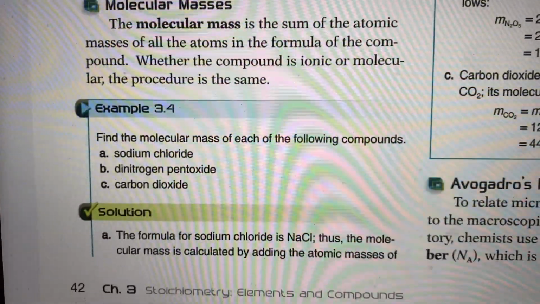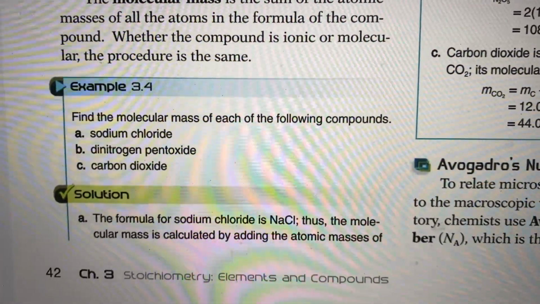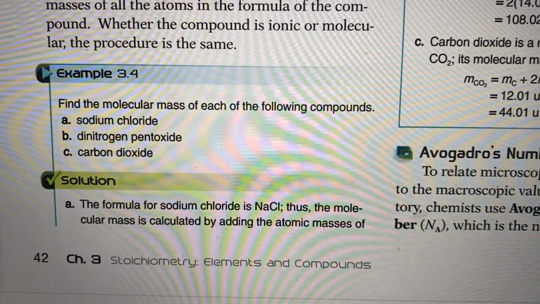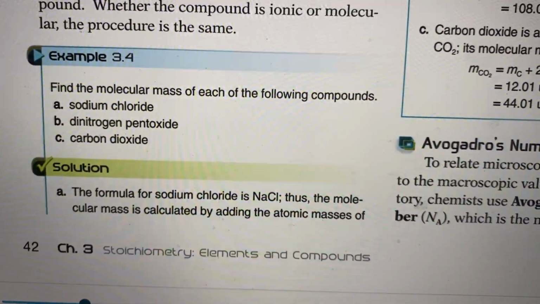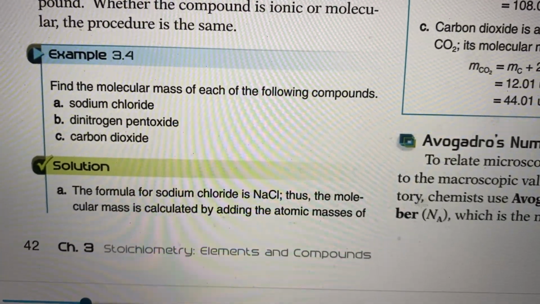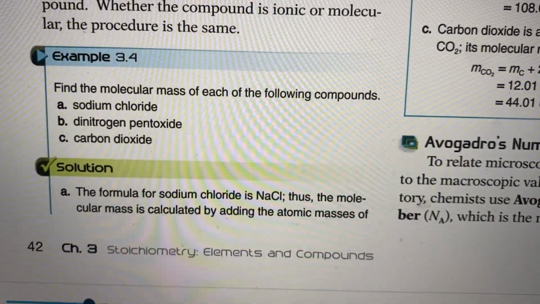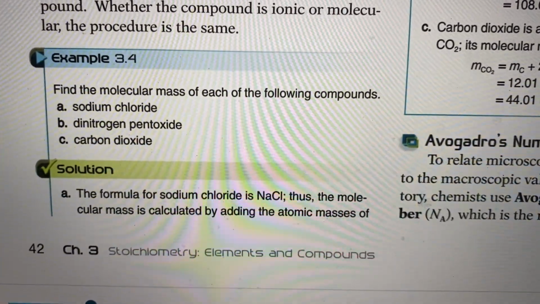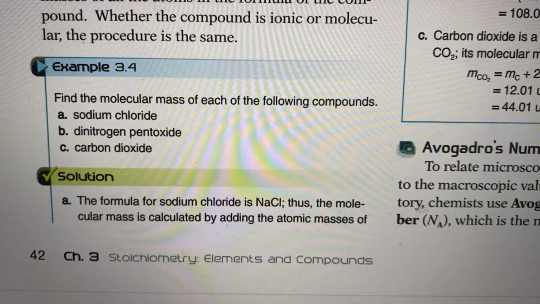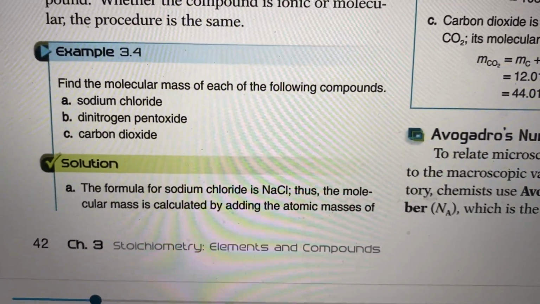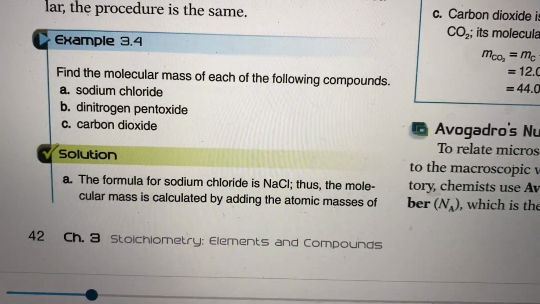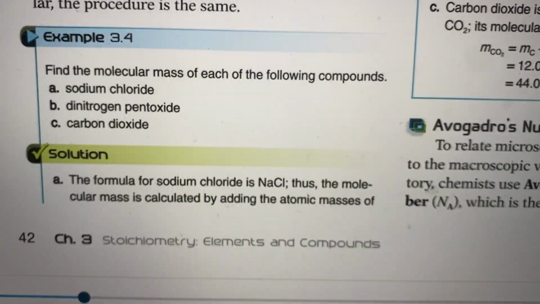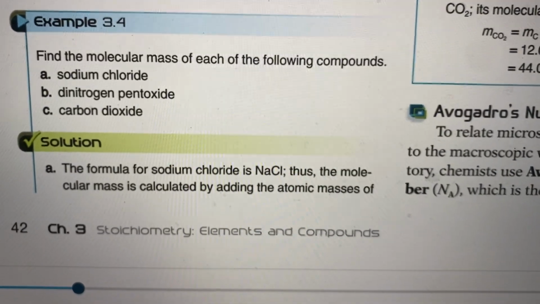Examples, okay? So, we want to find out what the molecular mass of each of the following compounds is. Sodium chloride. This is just the molecular mass. How much does this weigh? So you can look on the periodic table and you're going to be able to find the mass. But how do you find it when it's a whole molecule, not just an element? So the formula for sodium chloride is NaCl.